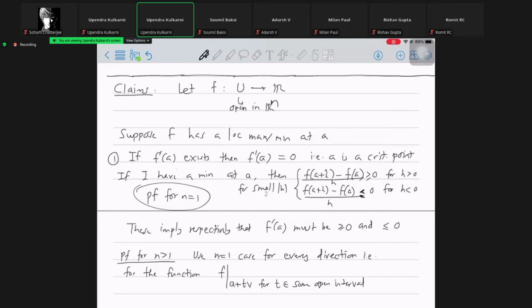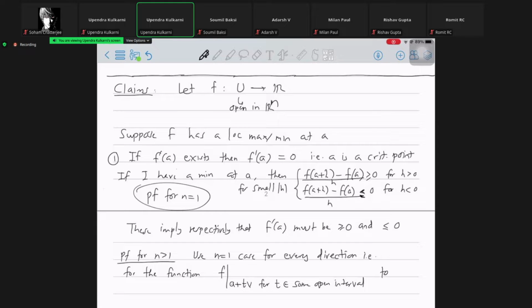Such an open interval has to exist because A is an interior point, so there is a neighborhood around A. If I fix any direction, let's say a unit direction, I will be able to travel some distance in both directions. So I've set up a parameterized line, and I'm now going to apply the one-variable result to the function when I pull it back by means of this parameterized line to an interval in R.